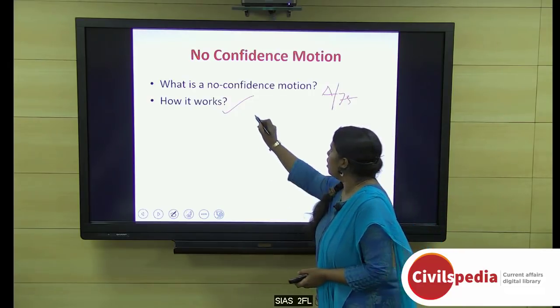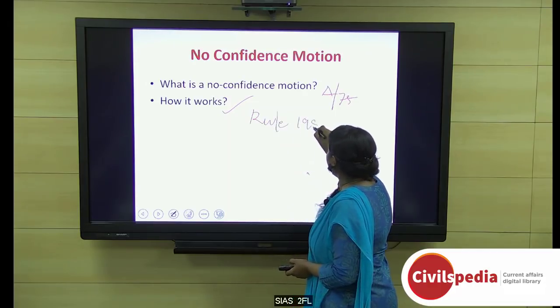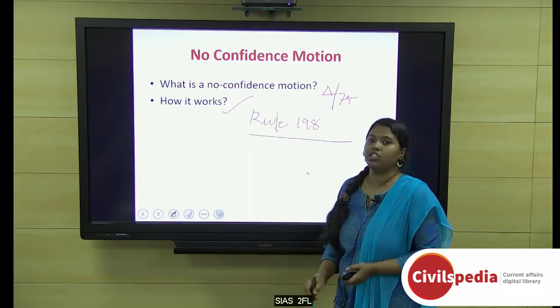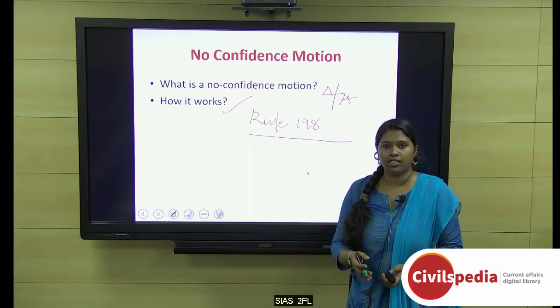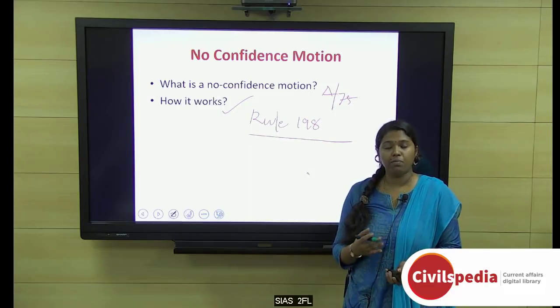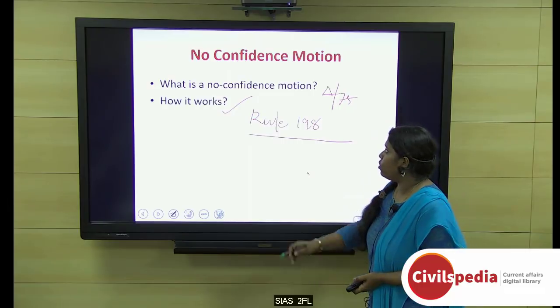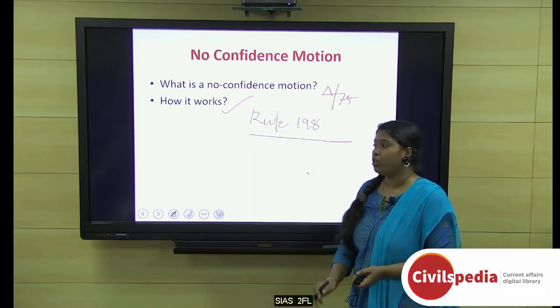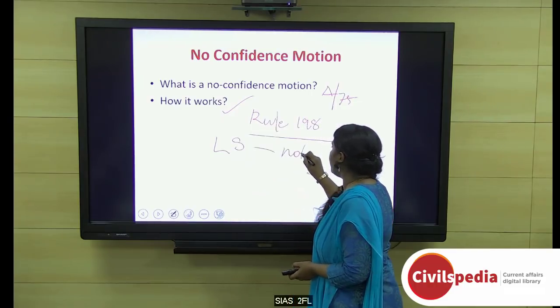and it is given in Rule 198 in the procedures and conduct rules of Lok Sabha. Under these rules, it is stated that any member of Lok Sabha can move this motion. Also, a no confidence motion can be adopted only in Lok Sabha and not in Rajya Sabha.